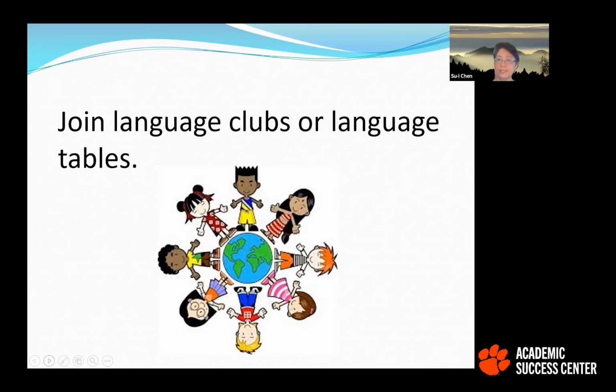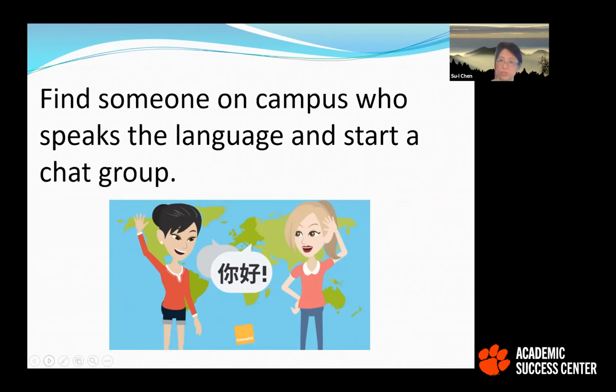As I said, language is for use, not to put in your pocket and never use it. Go there and use the language. Also, Clemson has a lot of international students, so it's very easy for you to find someone on campus who speaks the language and start a chat. You can start a chat group.